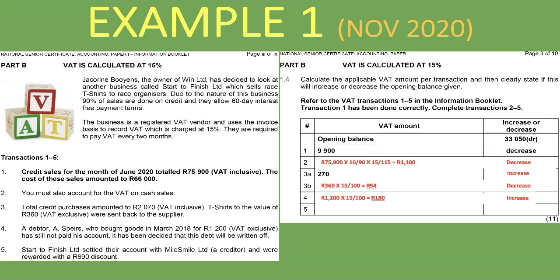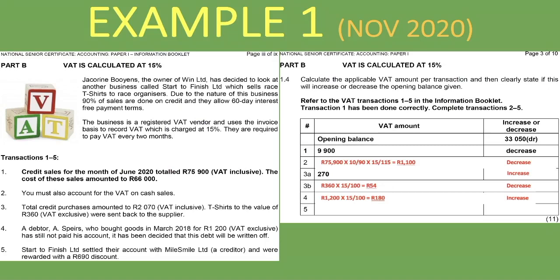Right, let's look at the last one. Start to Finish Limited settled their account with Miles Smile Limited, a creditor, and were rewarded with a 690 Rand discount. Now, who is Start to Finish? It's very important, by the way. In any question that you're going to be dealing with in your entire paper, you take note of who you are as the company, and you know that you're going to look at every transaction from that specific perspective.